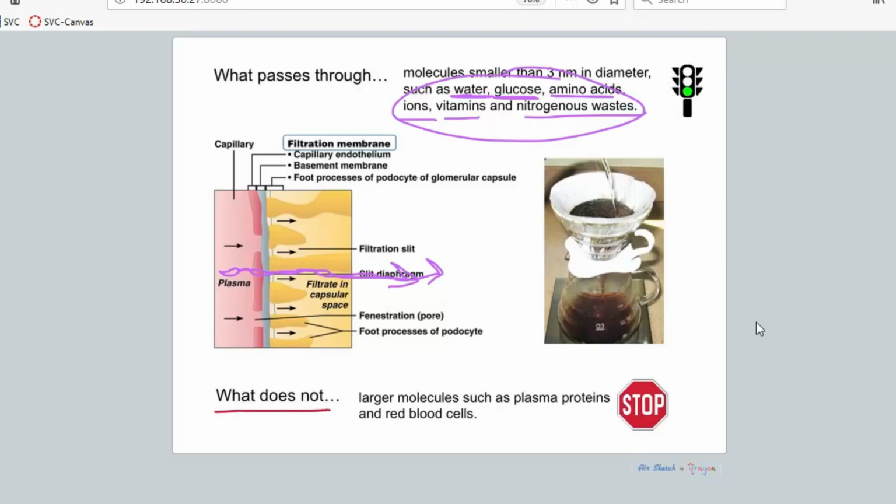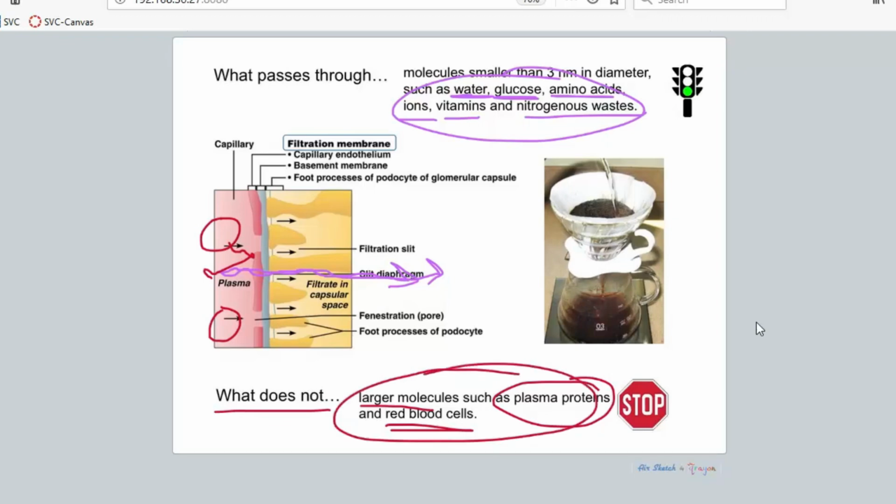What doesn't make it through there? Well, large molecules, proteins that we find in the blood, red blood cells. None of those, all of those are too large and they can't make it through that membrane, which is good because we don't want to lose these things, okay? We want to keep those in the blood.